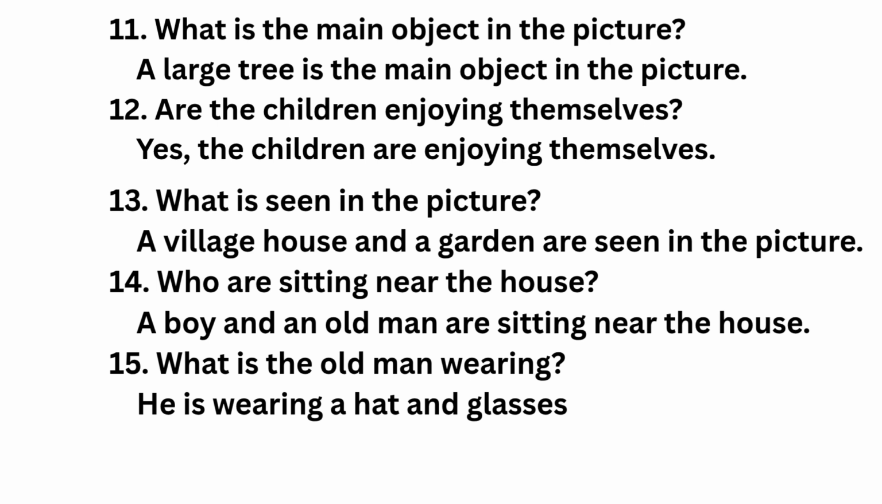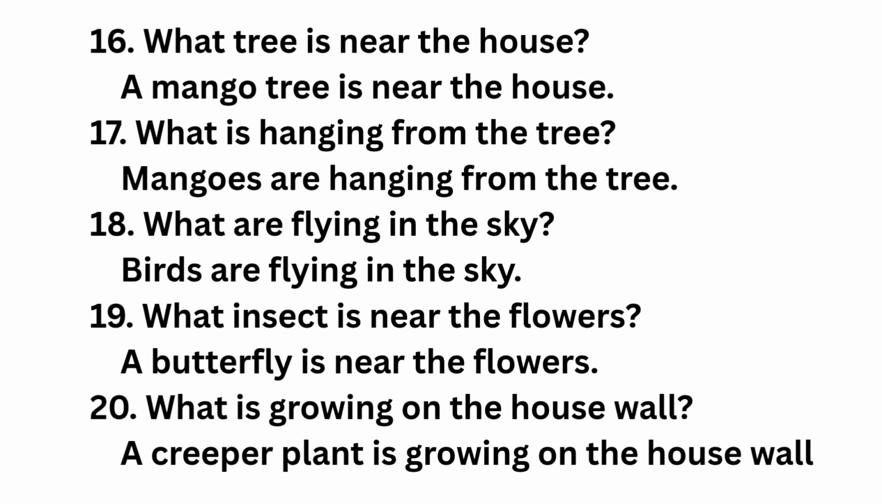What is seen in the picture? A village house and a garden are seen in the picture. Who are sitting near the house? A boy and an old woman are sitting near the house. What is the old man wearing? He is wearing a hat and glasses. What tree is near the house? A mango tree is near the house.